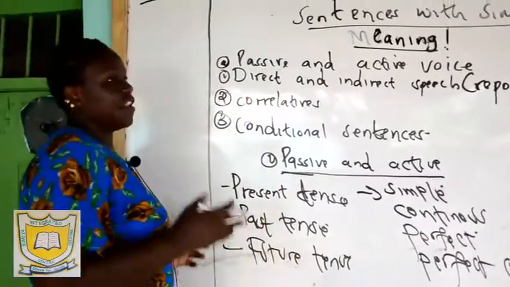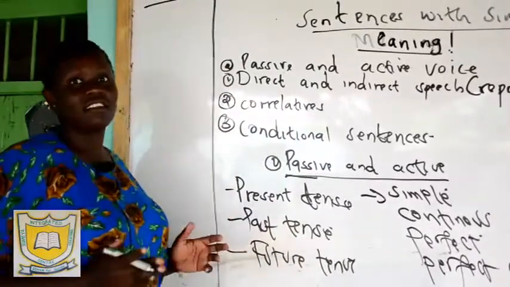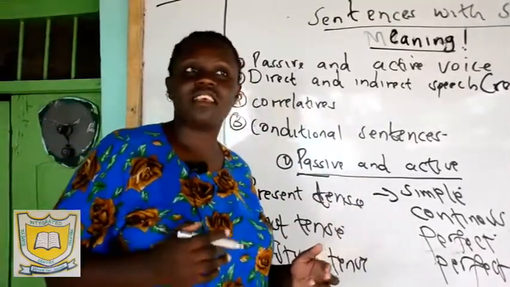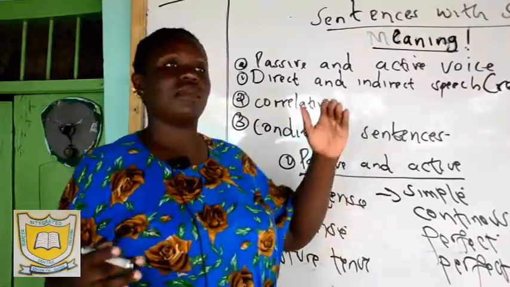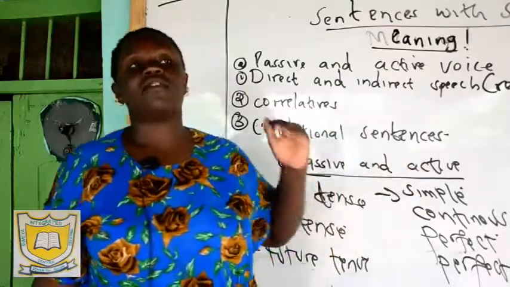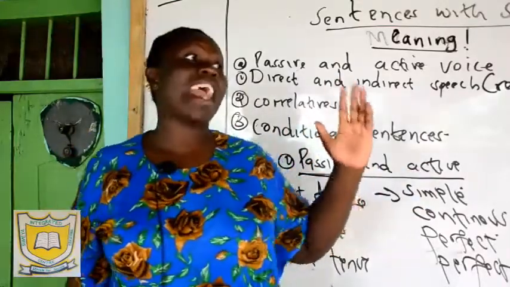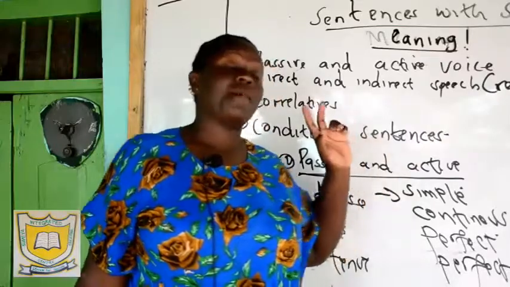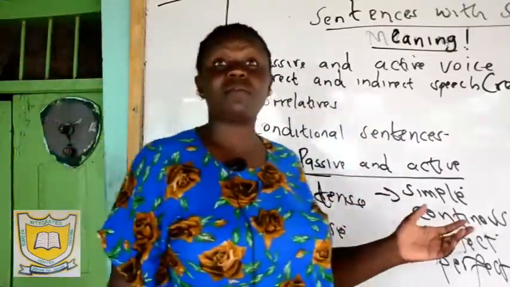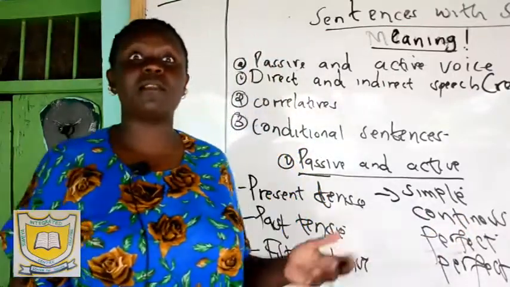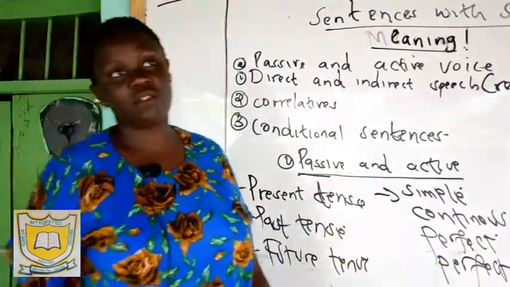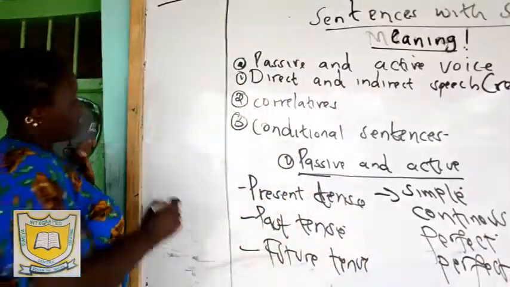Why is it important? You should know how we form a present tense. How do you form a present tense? We've talked about tenses. The present continuous tense is formed by is, am or are plus a present participle. The present participle is simply the ing form of a verb. So you come to the active and passive voice.